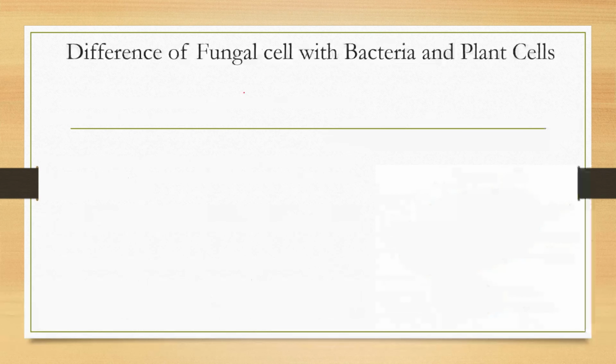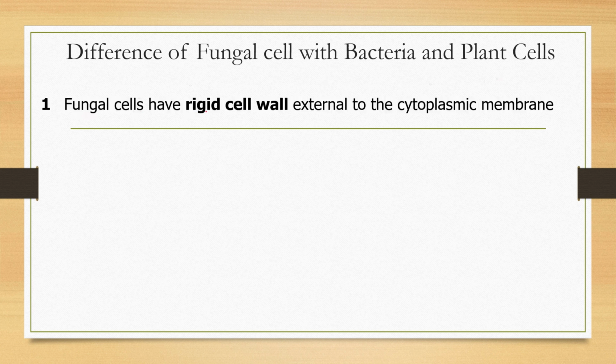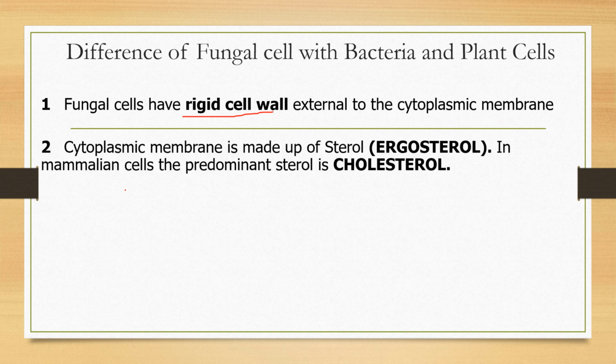Let's continue. What are the differences of your fungal cell with bacteria and plant cell? Fungal cells have a rigid cell wall external to the cytoplasmic membrane. The cytoplasmic membrane is made up of sterol. Sterol, class, is a type of lipid. If you still remember in your clinical chem, to be specific, the sterol that makes up the cytoplasmic membrane of your fungi is known as ergosterol. While in mammalian cells, the predominant sterol is cholesterol. So take note of that.